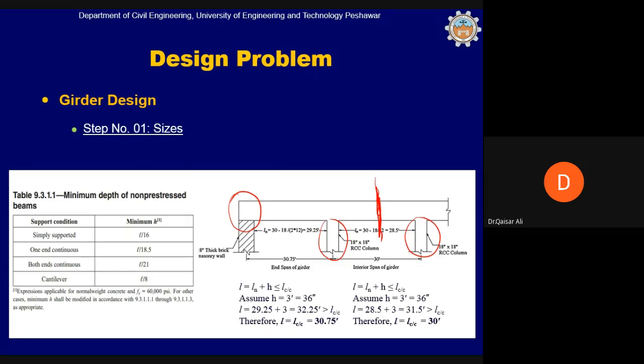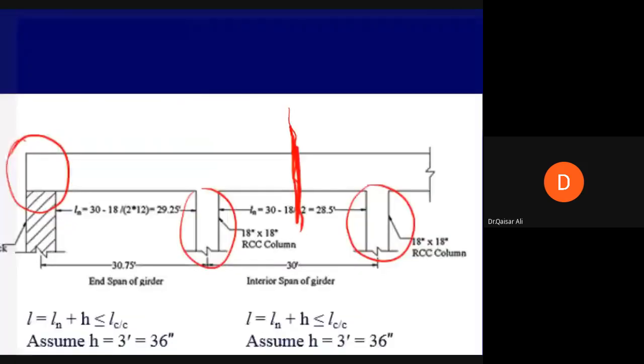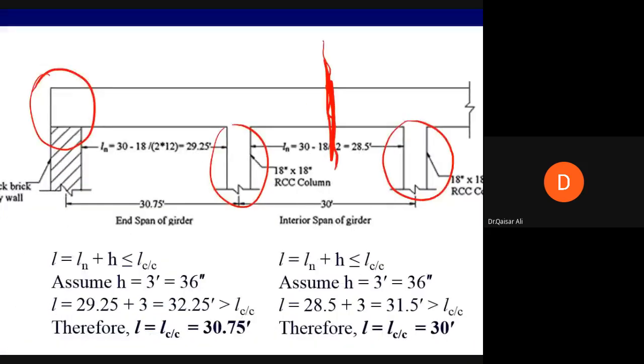The span length of the girder is also around 30 feet. We'll calculate the lengths. Center to center for the first, from the center of the wall to the center of the beam, is 30.75. However, from the center of the inner part of the wall to the center of the column is 30 feet. Center of the column to center of the column is 30 feet.